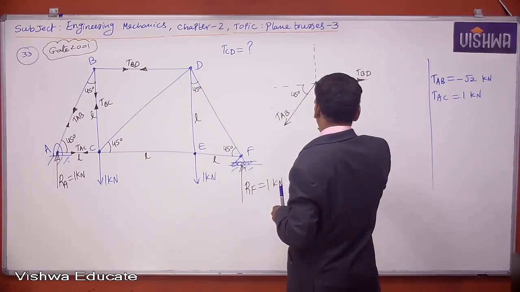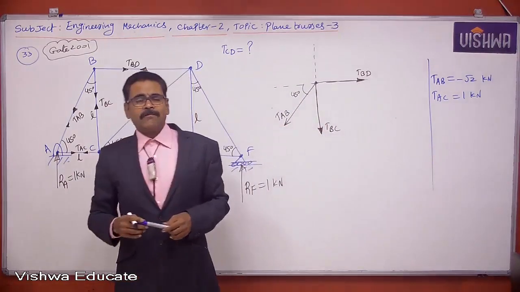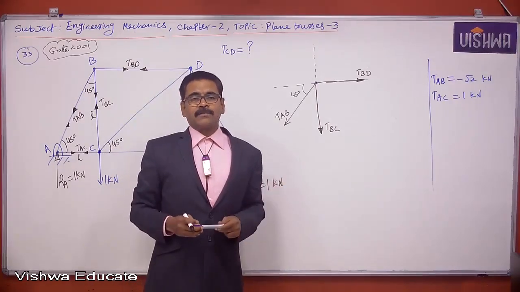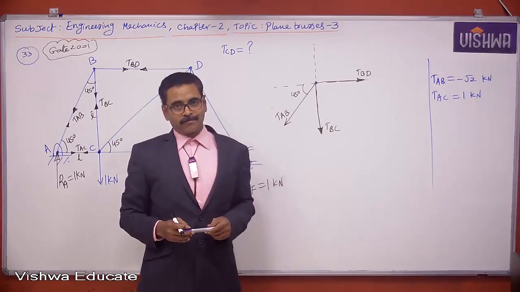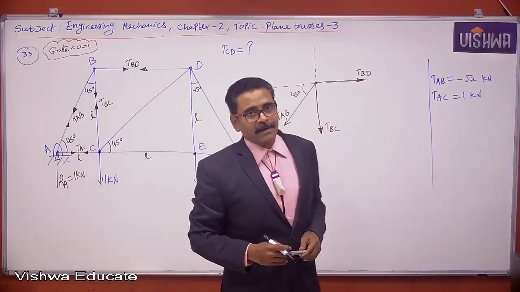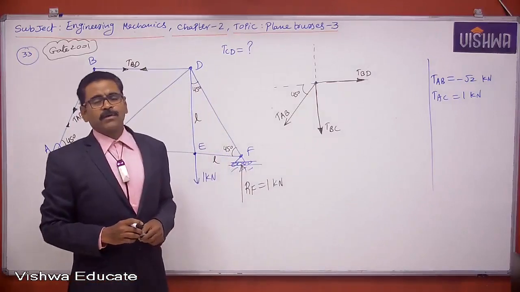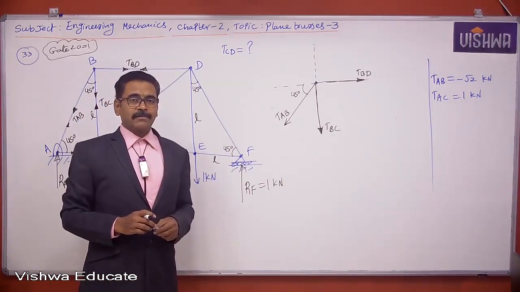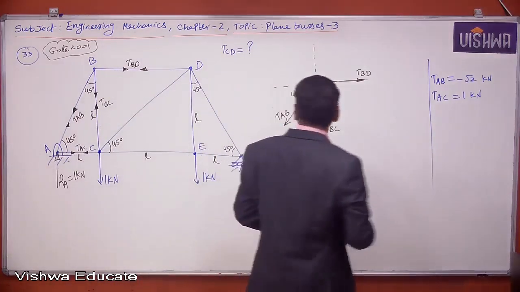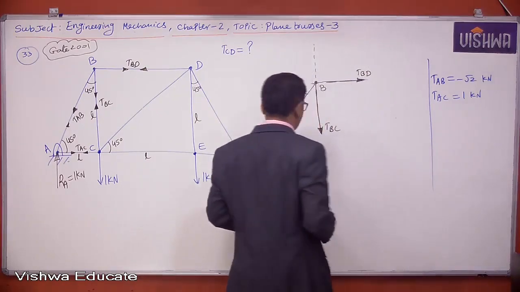So here I am assuming every force is tensile force, right? Assume every member carries tensile force and do the problem. If you get a positive value, indeed it carries tension. If you get a negative value, it is not carrying tension, it is carrying compression. Like that you can understand. So this is joint B. Joint B is in static equilibrium.